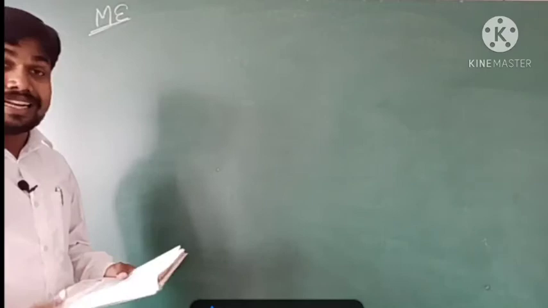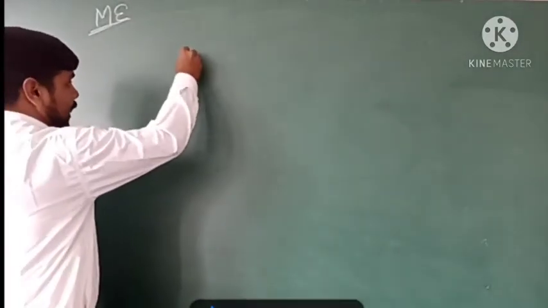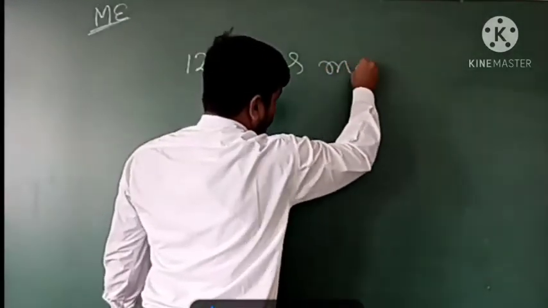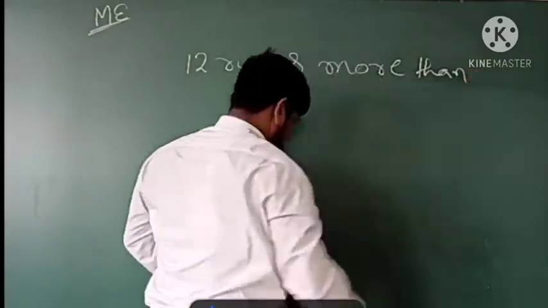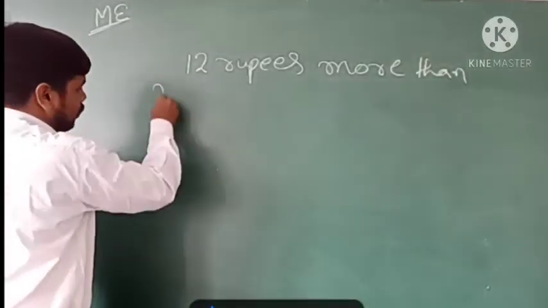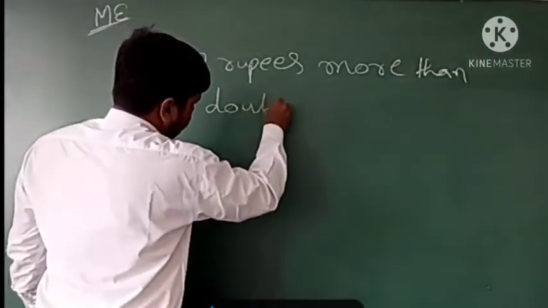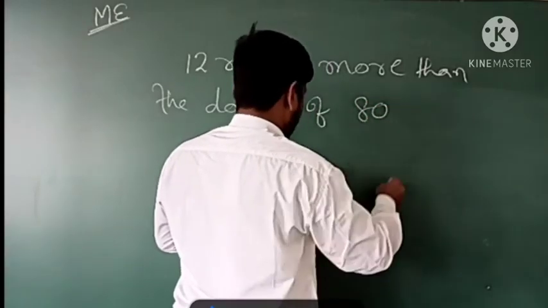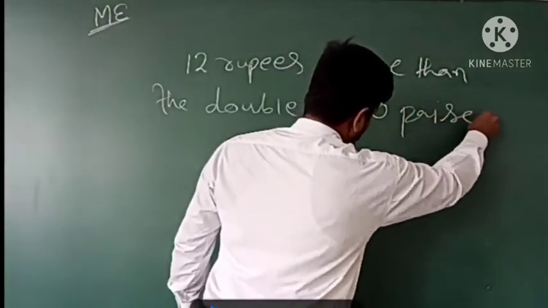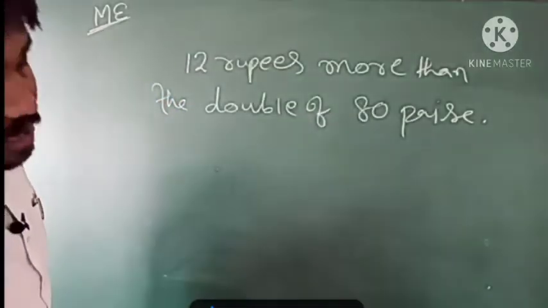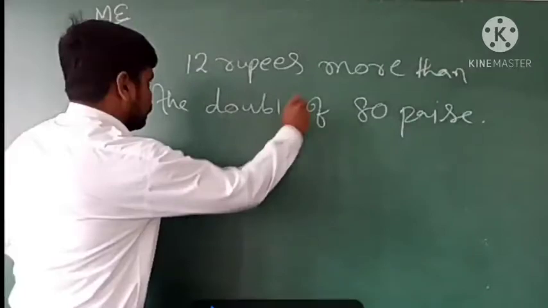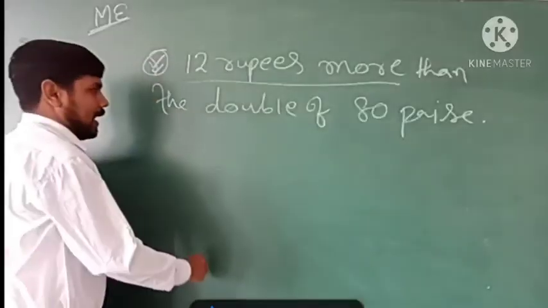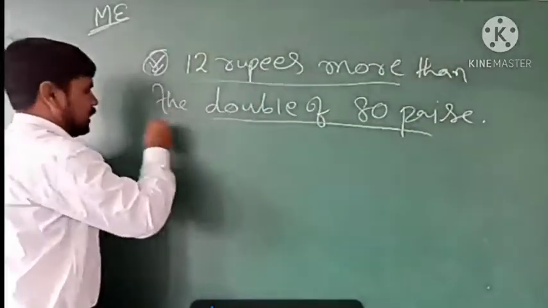Next, 12 rupees more than. Here it is asking 12 rupees more, so you have to add. So 12 rupees more than the double of 80 paise. Here the double of 80 paise means how many paise? 80 multiplied by 2 paise. Okay, so this is the question which we have. 12 rupees more means 12 rupees you have to add, then the double of 80. So double of 80 first you have to find out.